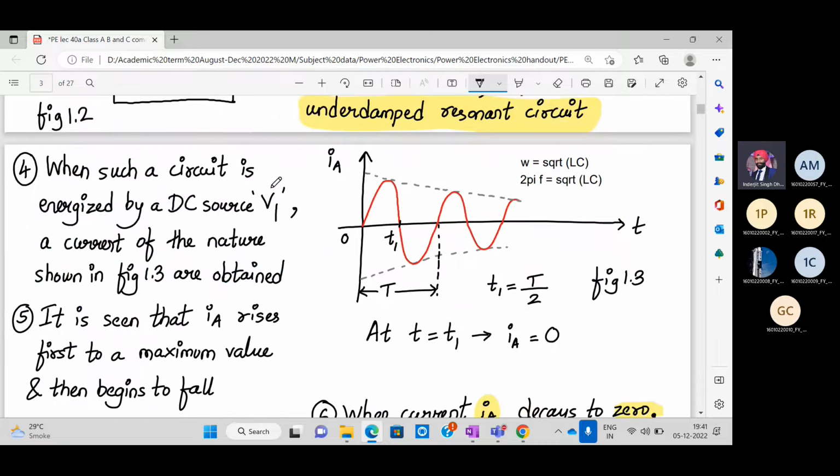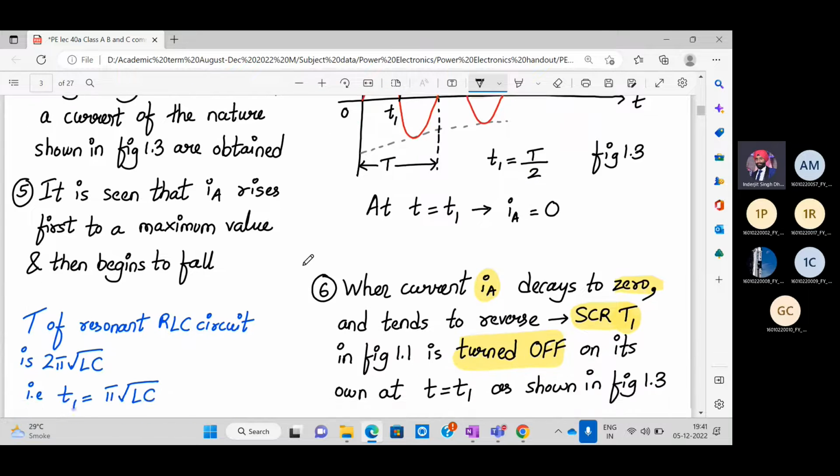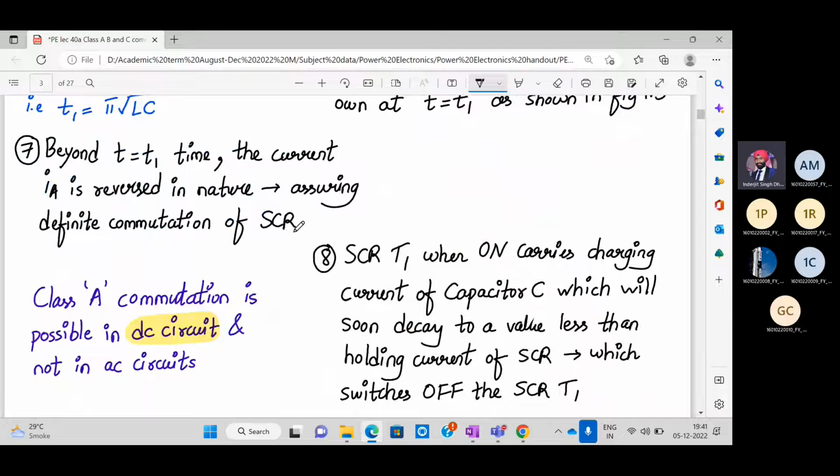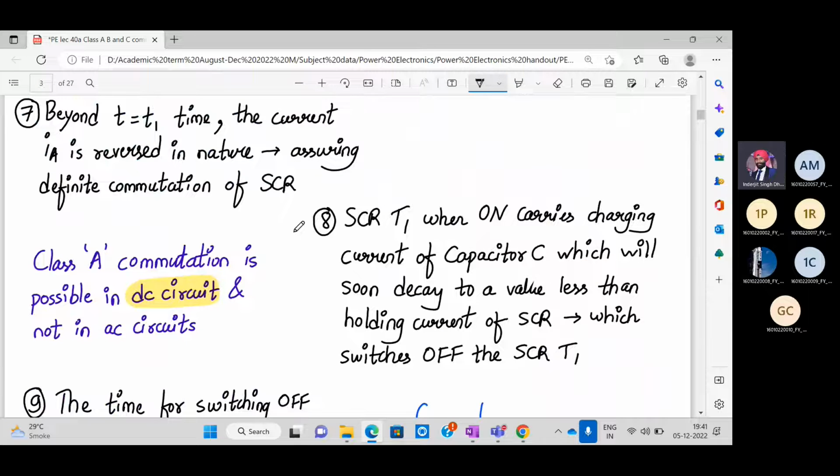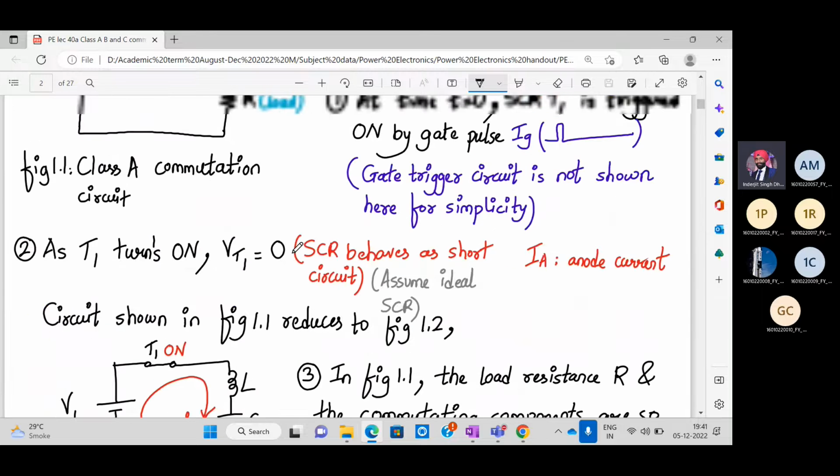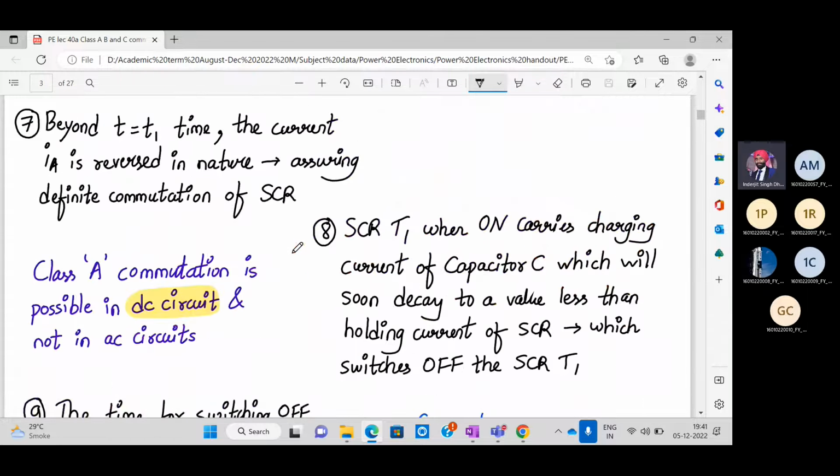So what is happening, as you see in the waveform, beyond T1 the current is going negative. So already the SCR is turning off at t equal to T1 because at t equal to T1 the current is becoming 0. So SCR is definitely turning off, right? This is what you have to explain when they ask you what is class A commutation: draw the circuit diagram and explain. That's it. Now whatever we are discussing is the analysis.